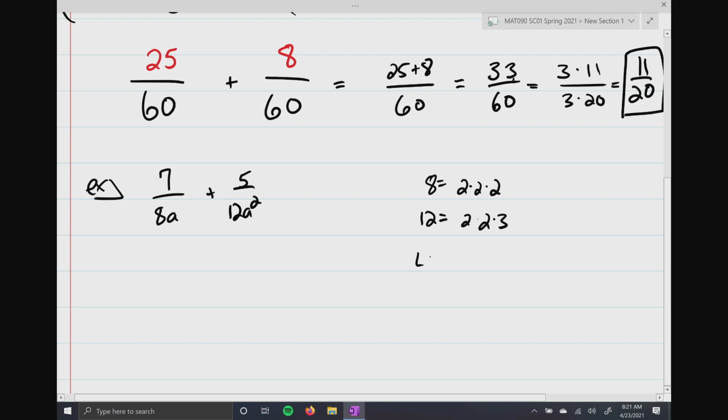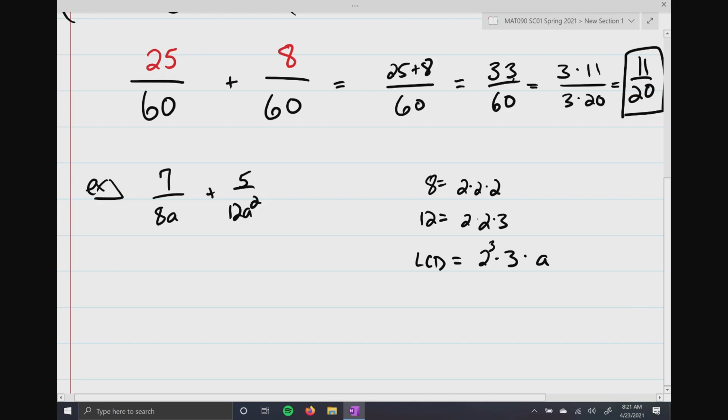My LCD is going to be the product of unique factors: 2, 3, and the letter A. Don't forget you have an A down there. So the LCD is going to be the product of unique factors. And now I need to figure out, okay, what are the exponents? For the number 2, in the factorization of 8, there are 3 2's. In the factorization of 12, there's only 2 of them. I need the most. So it's going to be 2 to the 3rd.